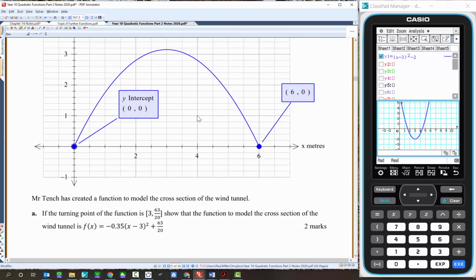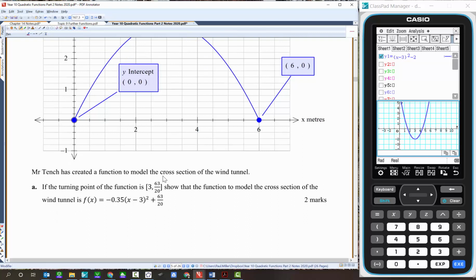So Mr. Tench has created a function to model the cross-section of the wind tunnel. If the turning point of the function is here, show that the function to model the cross-section of the wind tunnel is this. Now, firstly, you don't quite know the function notation, but we can quite easily just replace that with y equals. So that's what we're going to note. So how are we going to do this?